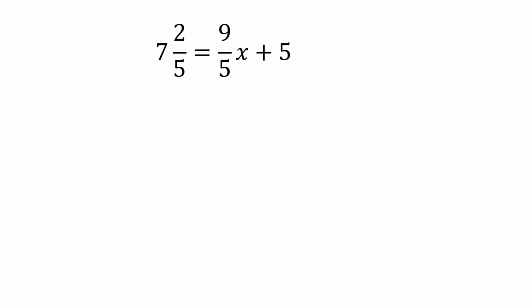Okay. Oh boy, lots of fractions here. I do have a technique that I think is a little bit easy, but first we have to turn this into an improper fraction. Remember, to turn mixed numbers into improper fractions, I do what's called the C method. I multiply these and I add these. So 7 times 5 is 35, plus 2 is 37 over 5 equals 9/5 x plus 5.